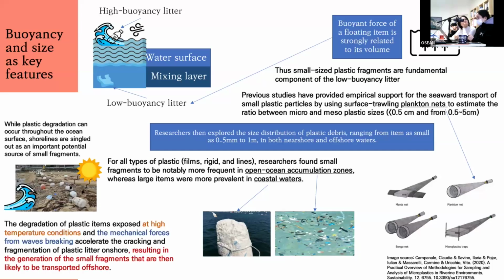While plastic degradation can occur throughout the ocean surface, shorelines are singled out as an important potential source of small fragments. The degradation of plastic items exposed to high temperature conditions and mechanical force from breaking waves accelerates the cracking and fragmentation of plastic litter onshore, resulting in the generation of small fragments that are then likely to be transported offshore.